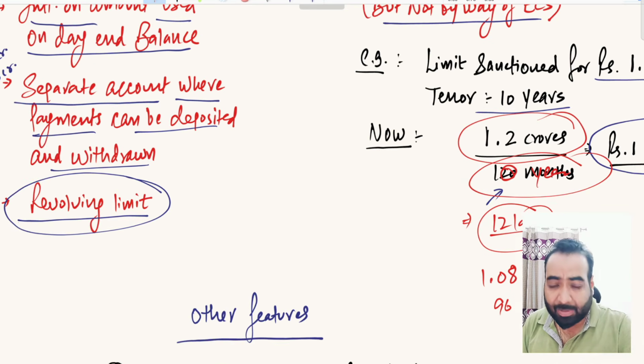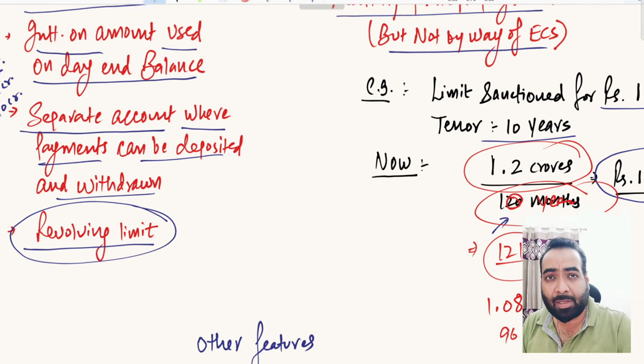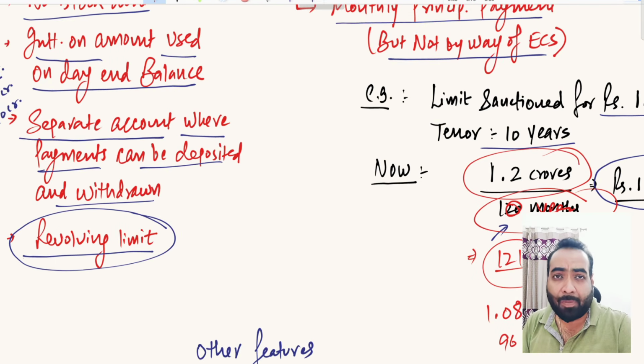So these are the features of drop line overdraft facility. I hope you have liked it. In the next video, we will give a comparison sheet of CC, OD and DLOD.